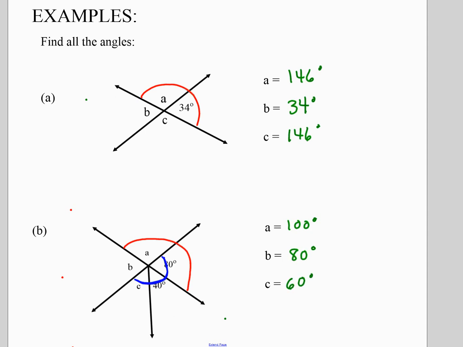Another thing that you can do to check your answers for both of these is these angles here, so all four angles here and all five angles here form a circle. So that means when you add up all five angles or all four angles, it has to equal 360 degrees. So it's a way that you can check your answer if you want to.